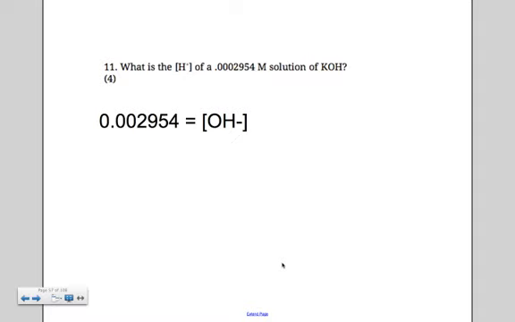The number that you are given in the question, the molarity, is 0.0002954, and you might be tempted to take the negative log of that number, but you would be incorrect, because that is the hydroxide concentration, and we're looking for the hydrogen concentration. So what you need to remember is that the hydrogen concentration times the hydroxide concentration is always 1.0 times 10 to the negative 14th. Always comes out to that number.